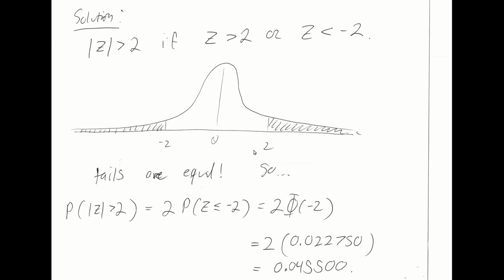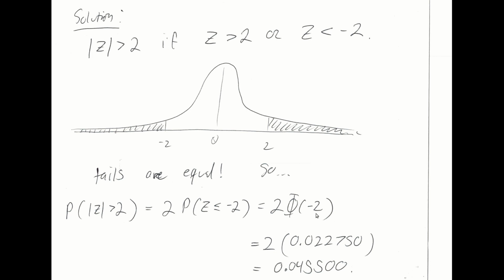So I could have equally well written it as twice the probability that z is greater than 2, but that's not more difficult really, there's just more steps involved to compute it. Instead, I'm going to write this probability involving an absolute value as twice the probability involving this less than or equal to symbol. That's twice the value of phi at -2.